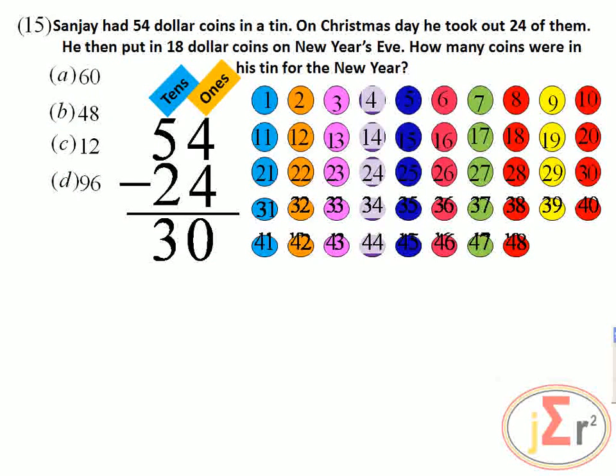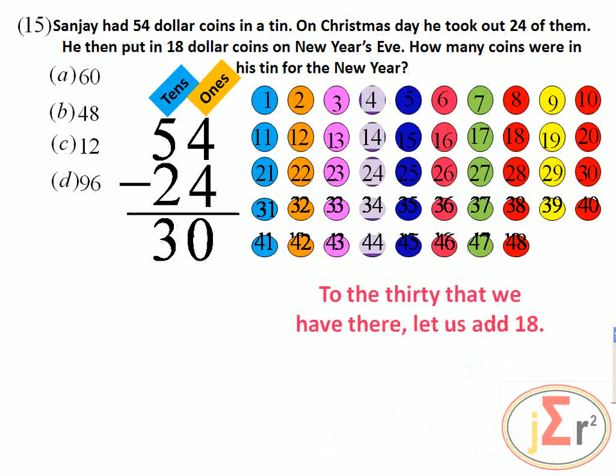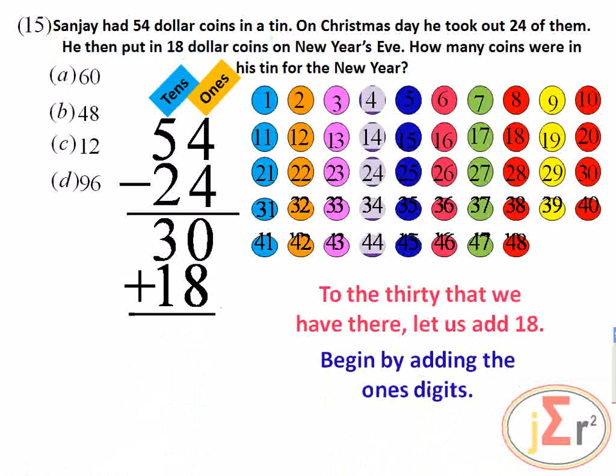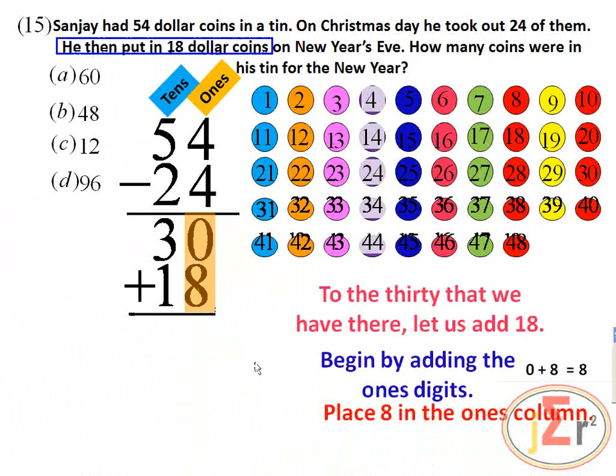But I think that Jerry should want to add the 18 to the 30 and see what happens. So let us add the 18 to the 30 and see what happens. To the 30 that we have there, which is what we have here, let us add 18. So what do we say? Begin by adding the ones digit. 0 plus 8 will give 8. So place 8 in the ones column.